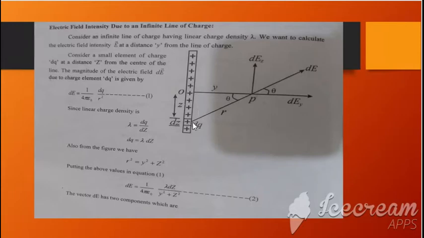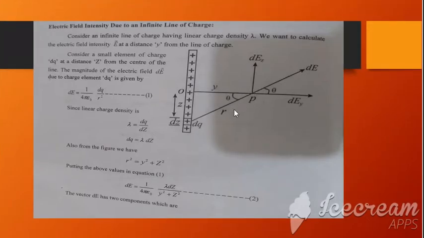So the electric field intensity due to this dq at point P is in this direction. The electric field vector is given in this direction, dE. The electric field intensity due to dq will be dE, and at this point we wish to find the electric field intensity. Since the linear charge density lambda is equal to dq over dz, meaning charge per unit length, dq is equal to lambda dz.